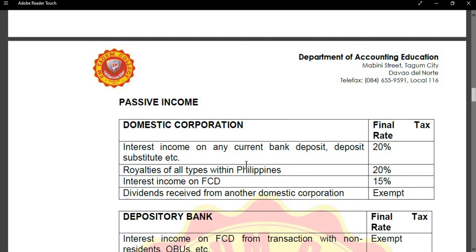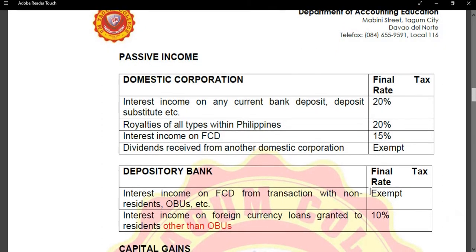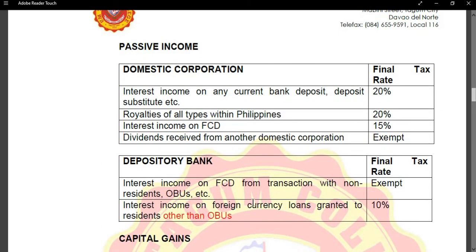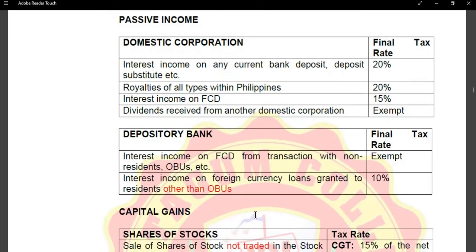So interest income on any current bank deposit or deposit substitute, that's 20%. Royalties of all types within the Philippines, that's 20%. Interest income on foreign currency deposit, that's 15%. And dividends received from a domestic corporation by another domestic corporation, that's exempt from income tax. Okay? So, depository bank, interest income on foreign currency deposit from transactions with non-resident offshore banking units, that's exempt. And interest income on foreign currency loans granted to residents other than OBUs, that's 10%.